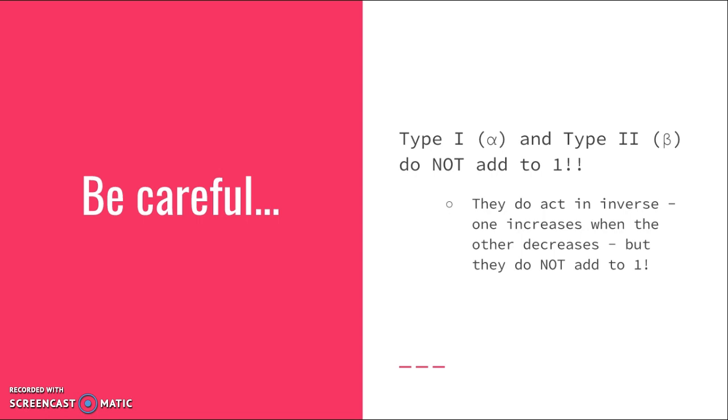Remember, beta helps us get to power, because beta and power add up to 1, but alpha, type 1, and type 2, beta, do not add up to 1.